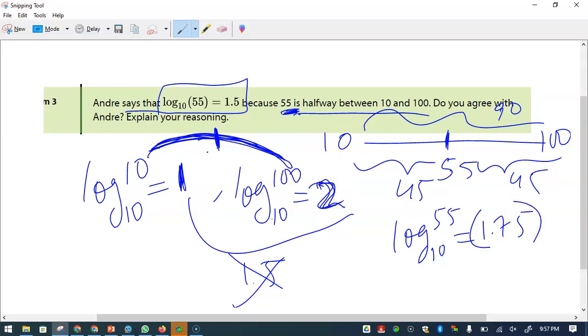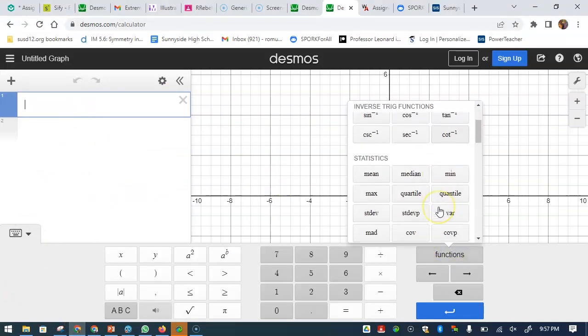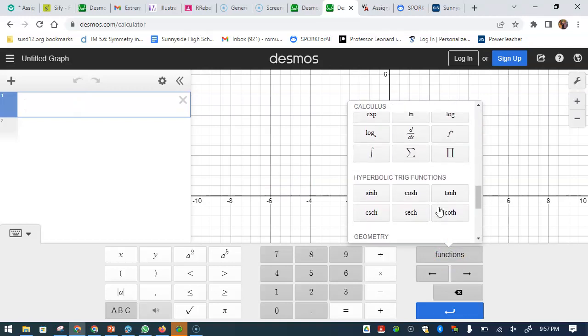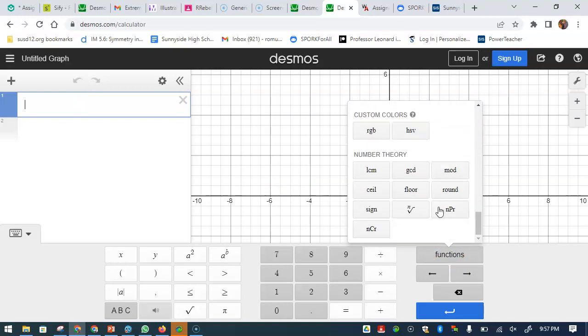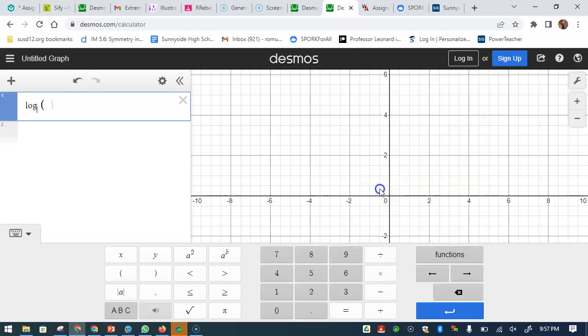So let's see whether it's really true. If I take the calculator here, I use the Desmos calculator, and I want to know where is logarithm. You can use your yellow calculator also. If I click here, yeah, this is the one, see? And I put a 10 because the base 10 of 55, we get 1.74. So that's how it is, right?